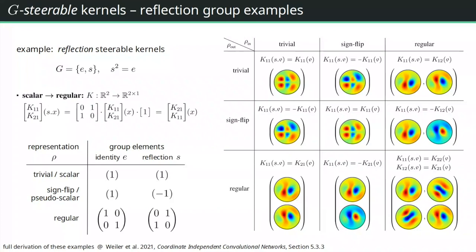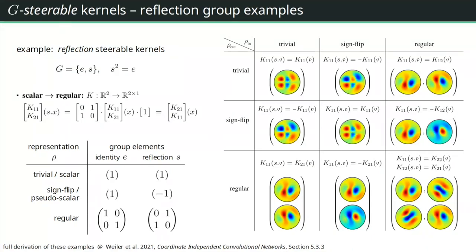Then if we want to map from scalar fields to regular feature fields, one thing is that our input is one-dimensional and our output has two channels. So we now have a matrix of kernels or vectors. It's a 2×1 matrix of kernels. And these two kernels reflected have to equal the non-reflected matrix of kernels, left and right multiplied again by the representations. And this regular representation swaps these two kernels.